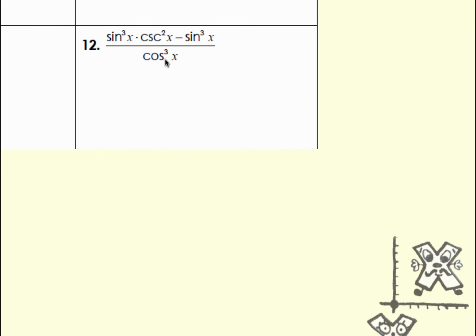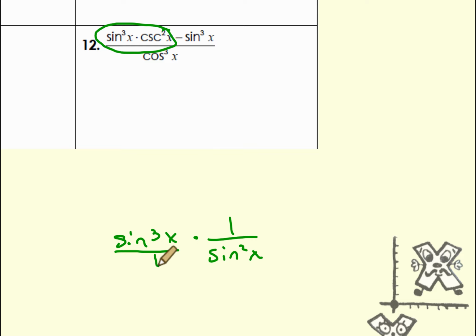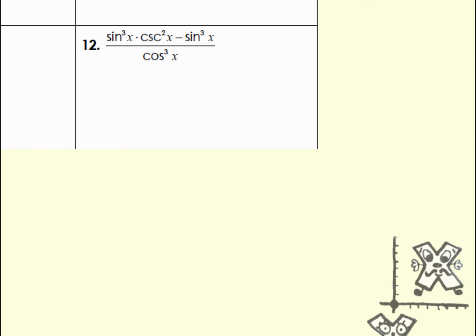Okay, we're going to go ahead and try number 12. I'm going to see if I can do anything with this multiplying here. It says I have sine cubed x times cosecant squared. Well, cosecant squared is the same as 1 over sine squared. So if I have something like this, that would just be x to the first. So that means this is just going to be the sine of x. So what do I have now? I have the sine of x minus sine cubed of x all over cosine cubed of x.